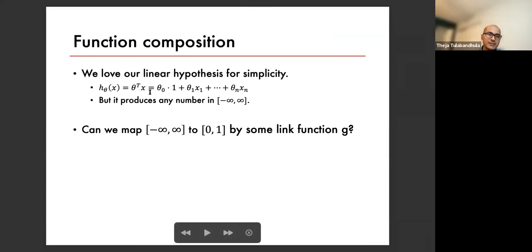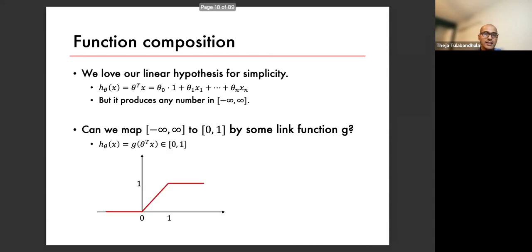So we start with our linear hypothesis function, h theta, but it produces numbers between minus infinity and infinity. How do we get a number between 0 and 1? We're going to use an additional transformation. So let's produce some number between minus infinity and infinity, and then we'll further massage it such that we eventually get a number between 0 and 1. How do we do that?